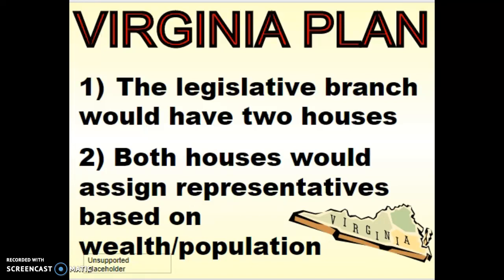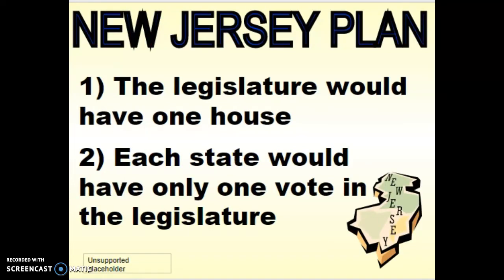The small states didn't like that. They proposed their own plan. That's the New Jersey Plan. They only wanted to have one house, and they thought it should all be equal, so each state would only get one vote.